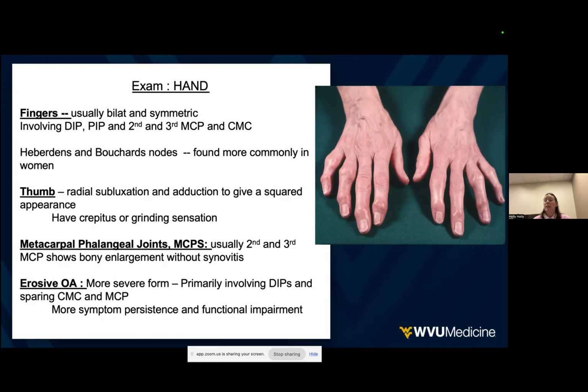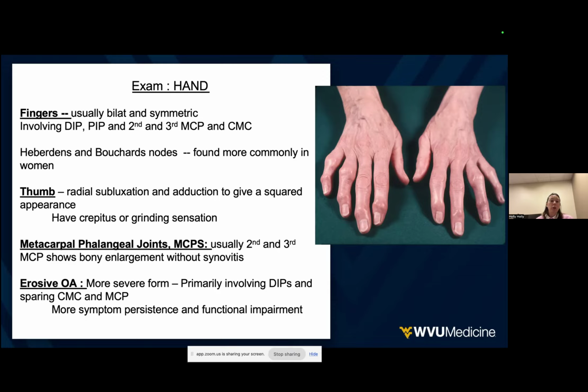Like I explained, and in this picture, you can see that their DIPs are heavily involved. Some of their PIPs, not as much as their DIPs. You can see a little bit of squaring at their CMCs. And so these changes that you see in the DIPs and PIPs are called Heberden's and Bouchard's. And these are almost 10 times more likely to be found in women than in men. So you'll see those changes more commonly and frequently on exam in women.